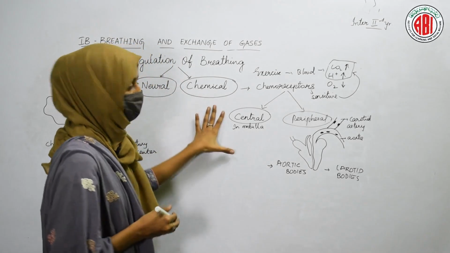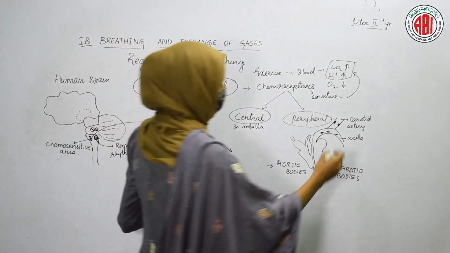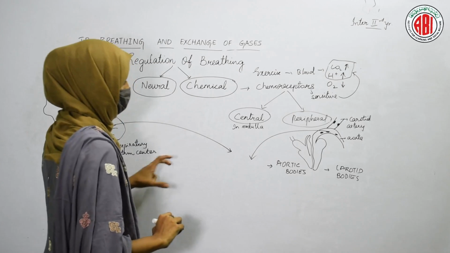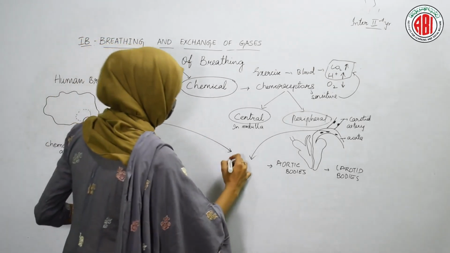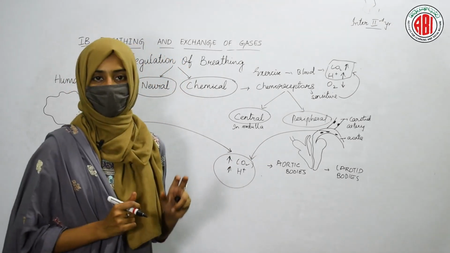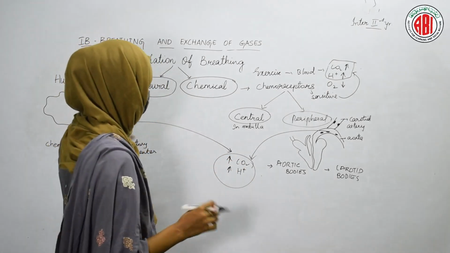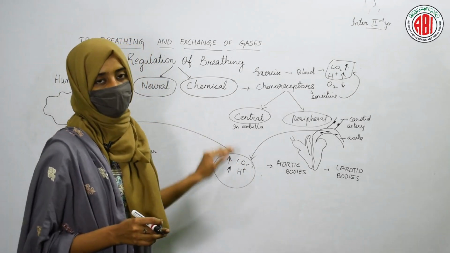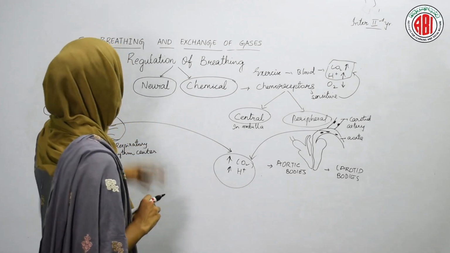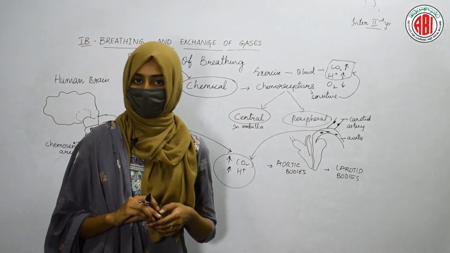So, the central chemoreceptors which are present in the medulla, and the chemoreceptors which are present in the carotid artery as well as in the aorta, can sense the increase in carbon dioxide and hydrogen ion concentration and can stimulate the brain, can stimulate our body to remove this carbon dioxide, and hence the process called exhalation can be done. This is how the neural and the chemical regulation of breathing can be seen in the human body.